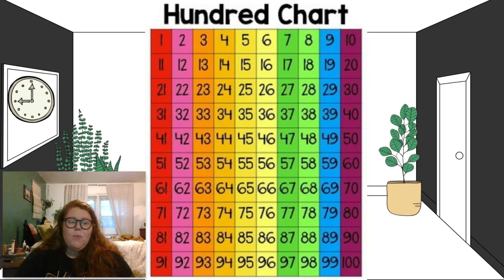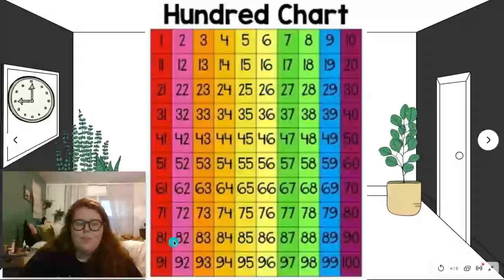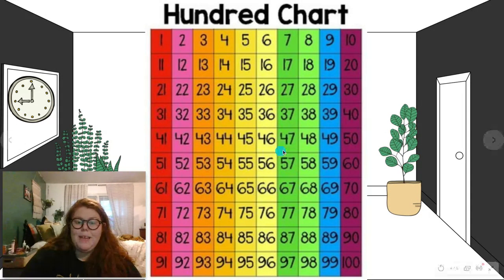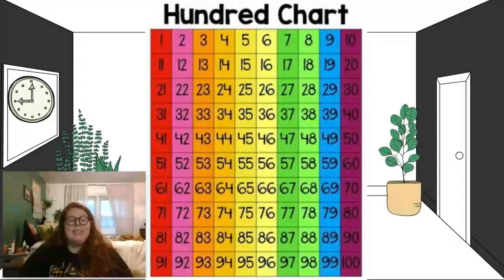7 10s and 1 1. If you said 71, great job. You're right. Okay? And this is our last one. I am thinking of a number with 2 10s and 5 ones. 2 10s and 5 ones.